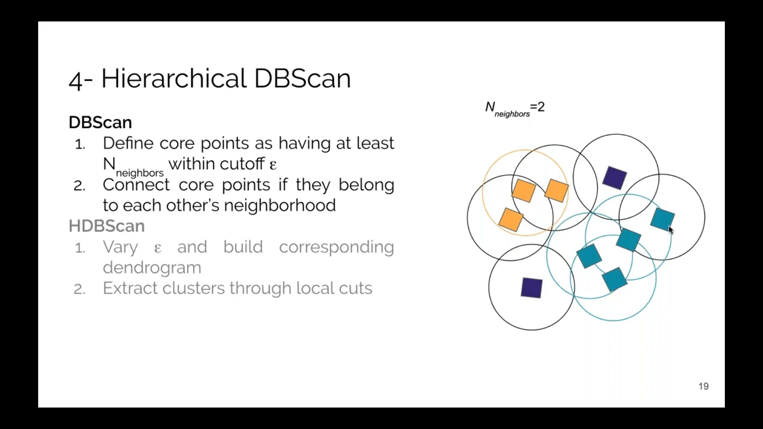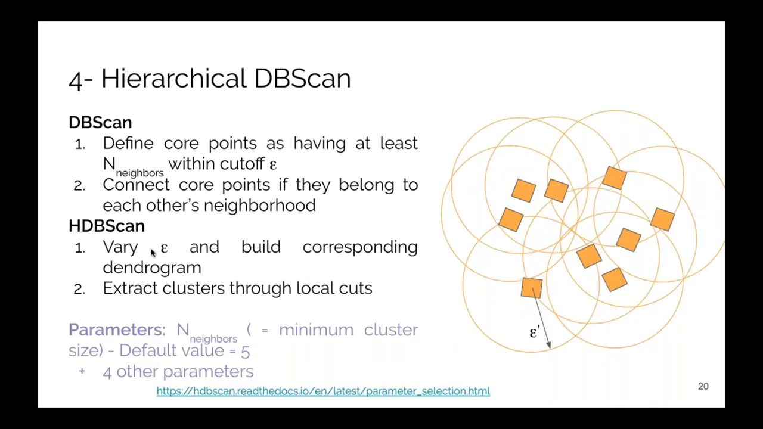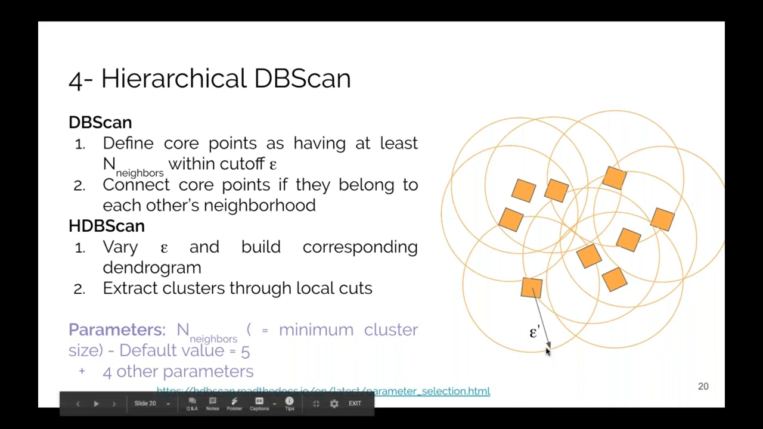And then you assign any point that is part of one of the core points' neighborhoods to the same cluster, which then yields, in this case, two clusters and two outliers. As you can imagine, the parameter epsilon that you use to do this is quite crucial.